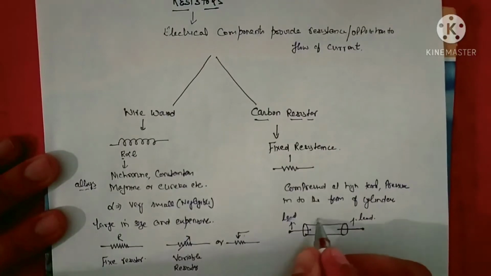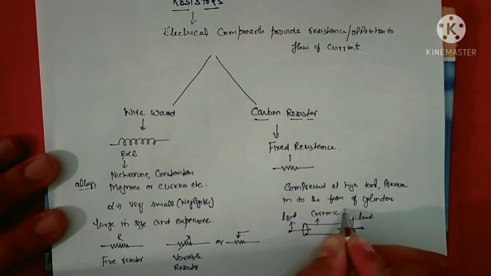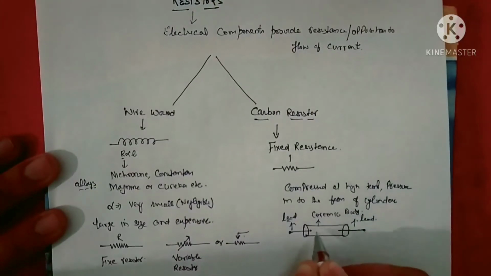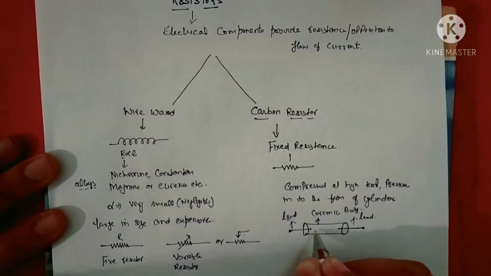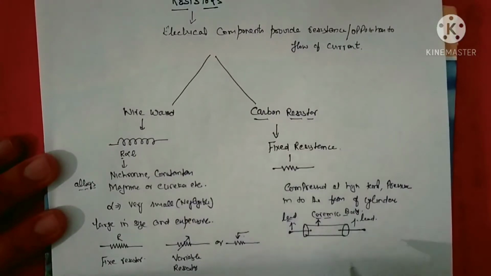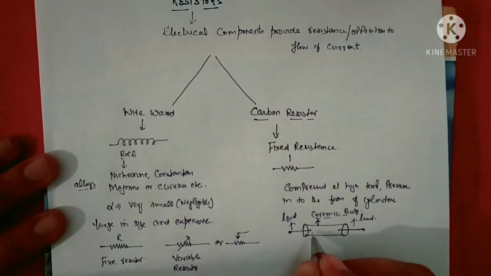And outside there is a ceramic casing or ceramic body. We can say that the carbon is enclosed in a ceramic body. Ceramic is a transparent material that is used to enclose the carbon. So these are carbon resistors.